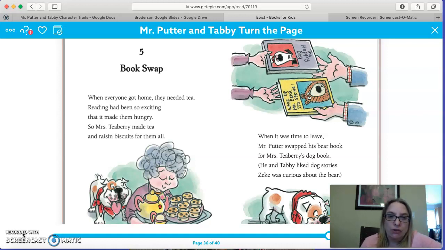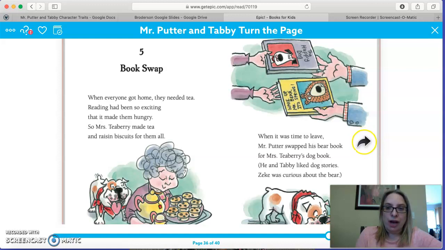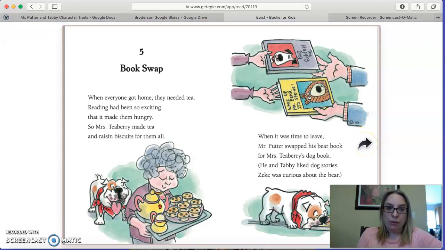So let's now finish reading Mr. Putter and Tabby Turn the Page. Chapter 5, Book Swap. When everyone got home, they needed tea. Reading had been so exciting that it made them hungry. So Mrs. Teaberry made tea and raisin biscuits for them all.